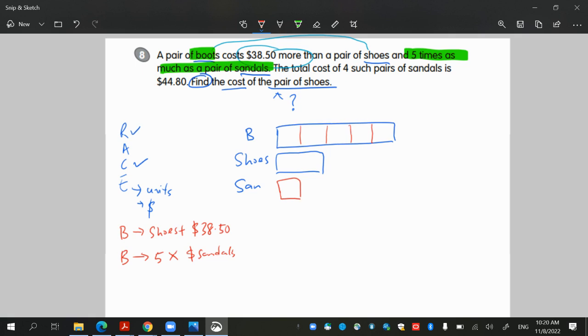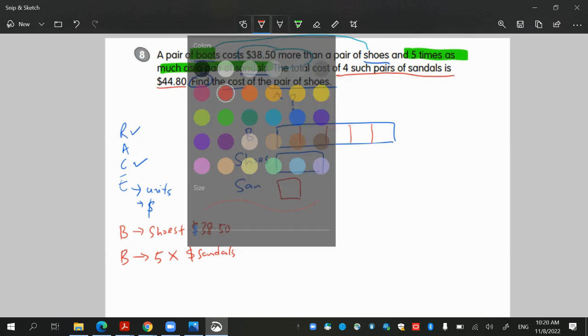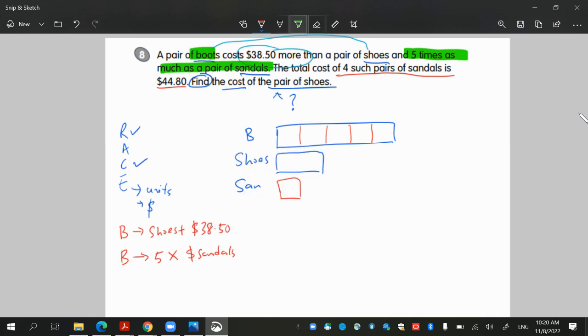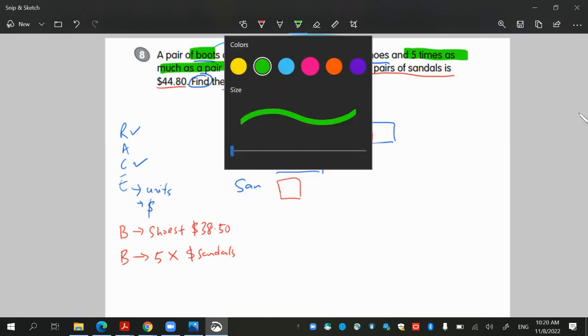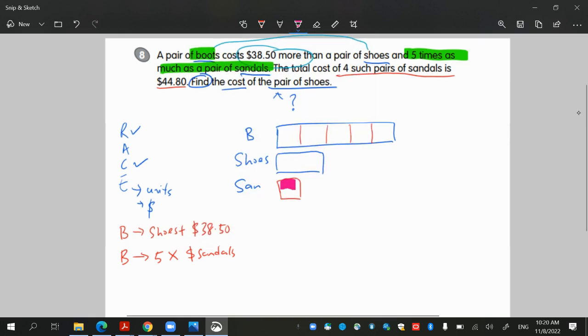For now it looks like the shoes is more than sandals. Is the shoe really more than sandals? Not so sure about that. Really, you don't know. So my model may or may not be correct either, because you don't know any of them. But what you know is that if I buy another 4 of these pairs of sandals, so let me use another color, let's say the pink one, 4 of such sandals.